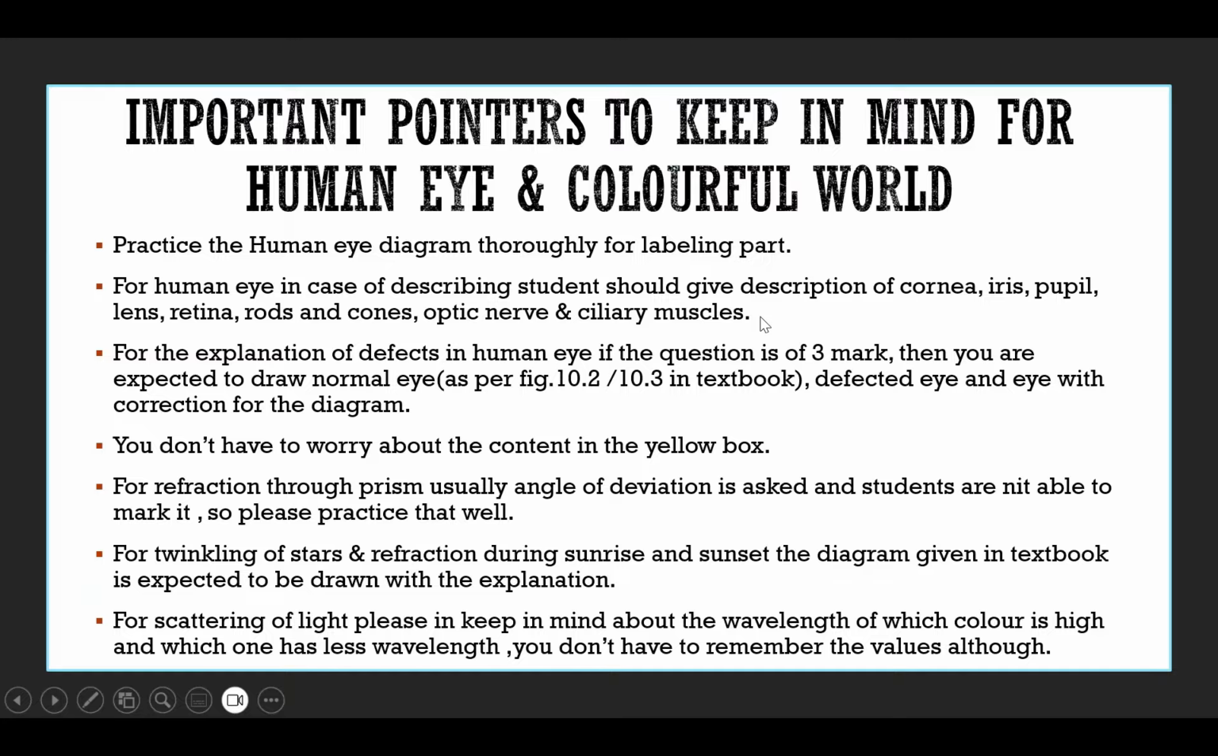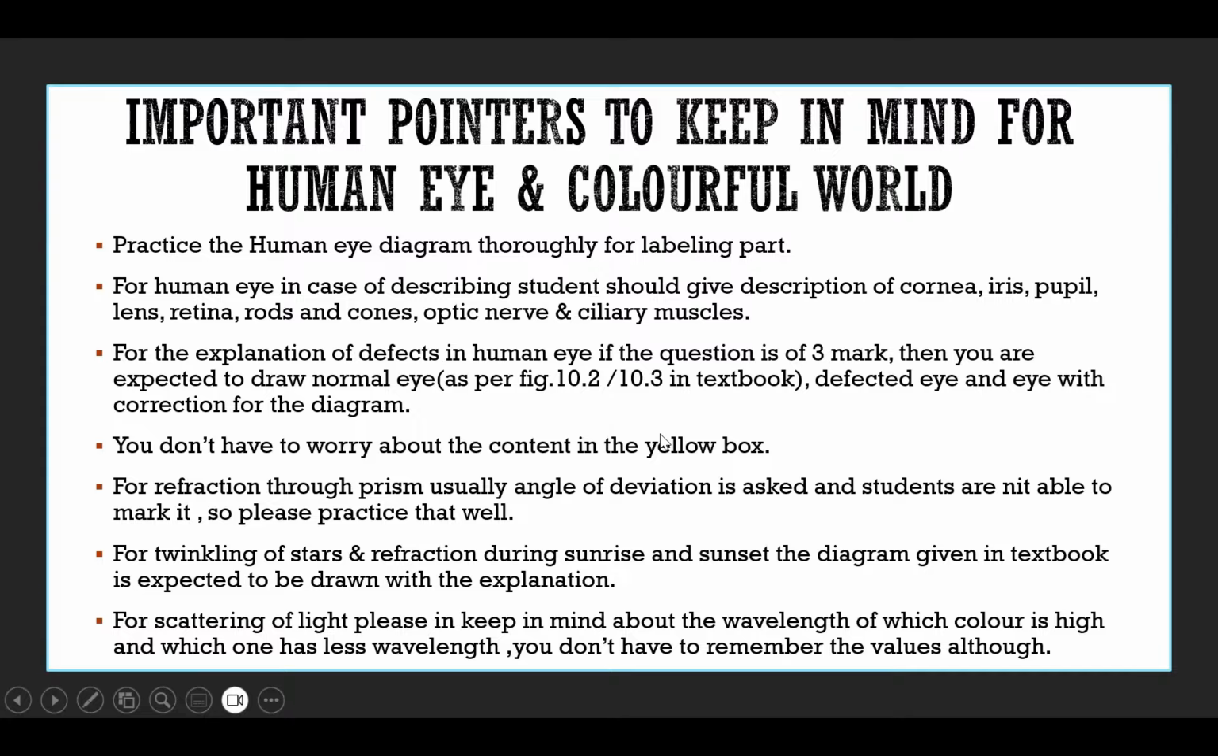Apart from these, the terms like vitreous humor and aqueous humor, if you want to skip them, you can skip them as well. But these are the important points in terms of physics, which we should be able to mention in the answer if the question says describe human eye. For the next, there are 3 questions.